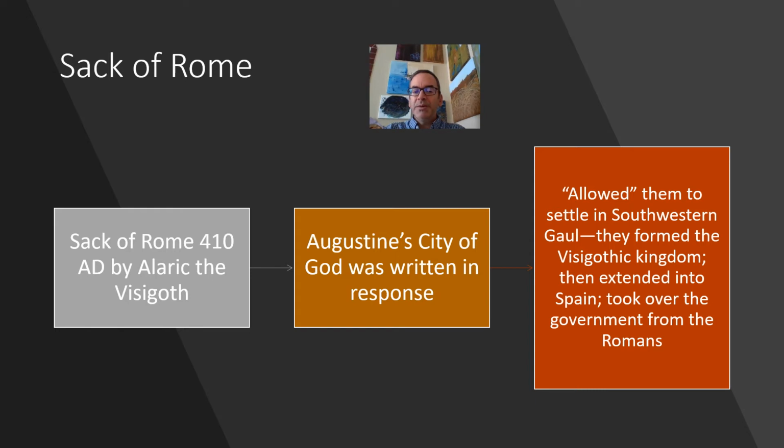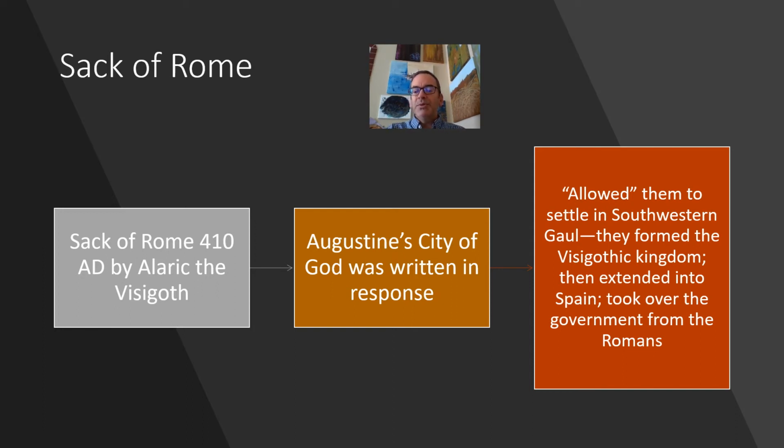And it was written in response because people started saying the empire was invaded by these barbarians because of Christianity. And Augustine wrote The City of God to say, no, it was actually the Christians that helped protect the Roman Empire. And then what you have is these Visigoths being allowed to settle in southwestern Gaul, which is France, part of Germany, and they start their own kingdom, which is the Visigothic kingdom, which extended into Spain.